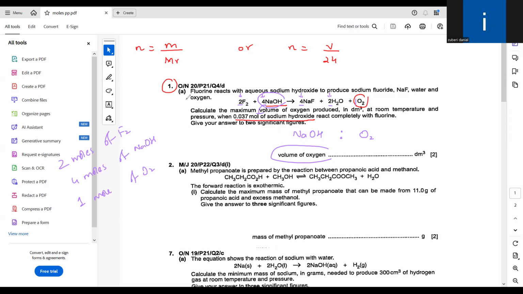Sir, can you repeat one more time? The question basically talks about finding the volume of oxygen, and it also narrates a story about NaOH. That's the only thing we are interested in. Other than these two species, they are not telling us anything about fluorine, water, anything, so we can just ignore them. Do you get this part? Yes, sir. Okay.